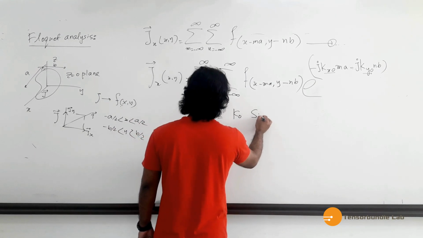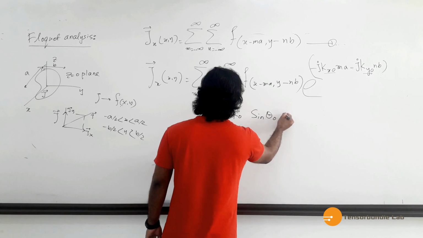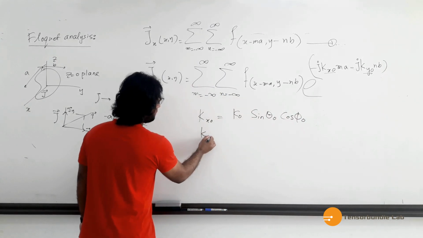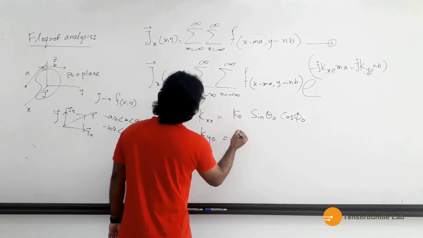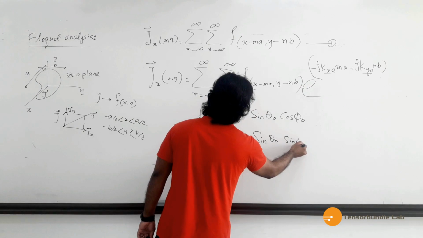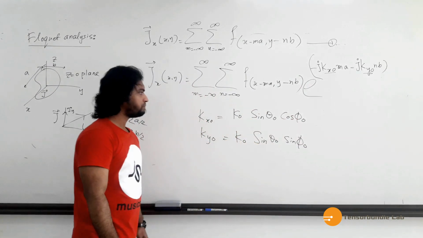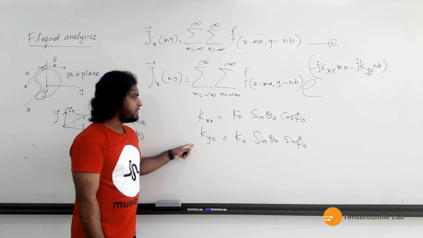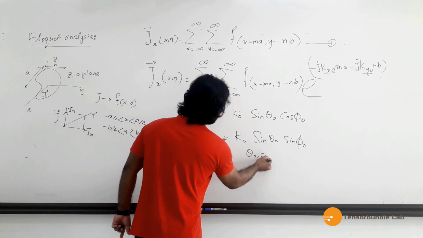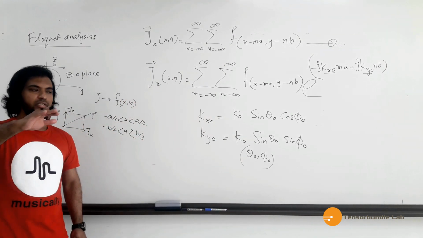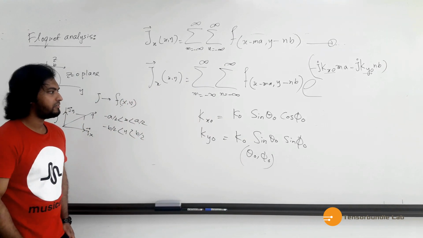kx0 equals k0 sin theta0 cos phi0, and ky0 can be defined as k0 sin theta0 times sin phi0. And the unit cells will form a beam in the direction of theta0 and phi0, considering these phase gradients distributed along the infinite array.